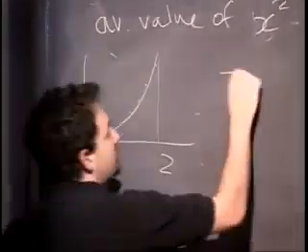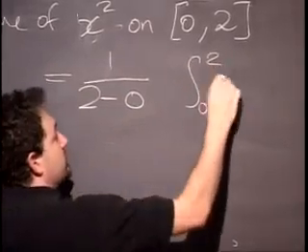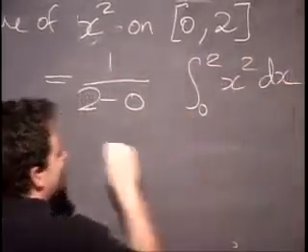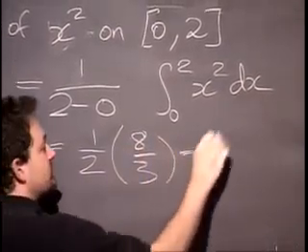So, in fact, the average value is 1 over 2 minus 0, the integral from 0 to 2 of x squared dx, which is a half times, we've already seen, this is 8/3, so the average value is 4/3.